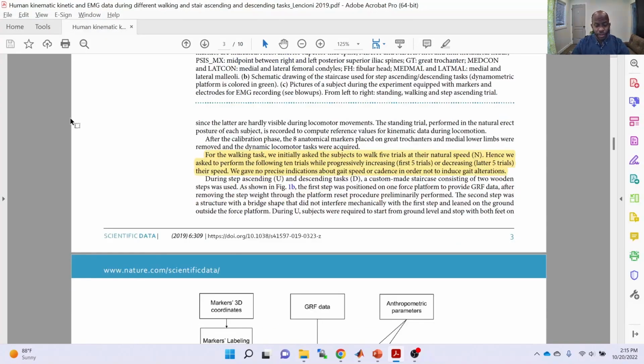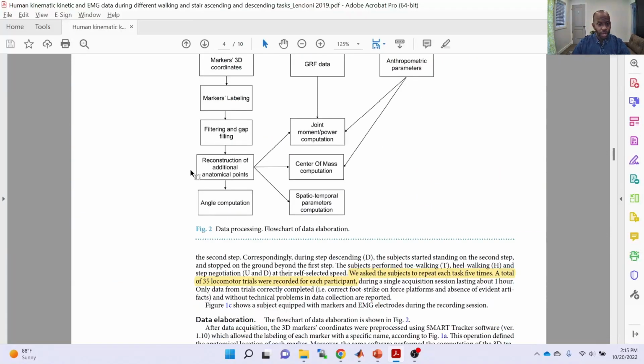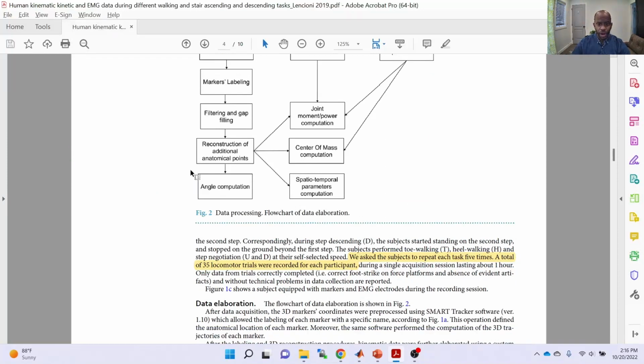We can go on and read the protocol in more detail, instructions given to participants, right? So these are things that are important related to how fast they're going to walk, as an example, and then some details about the stair ascent and descent. So that essentially summarizes the key information that we need to know about how the data were collected. There's also information about how many trials each person performed and the total number of trials we should expect for each participant.